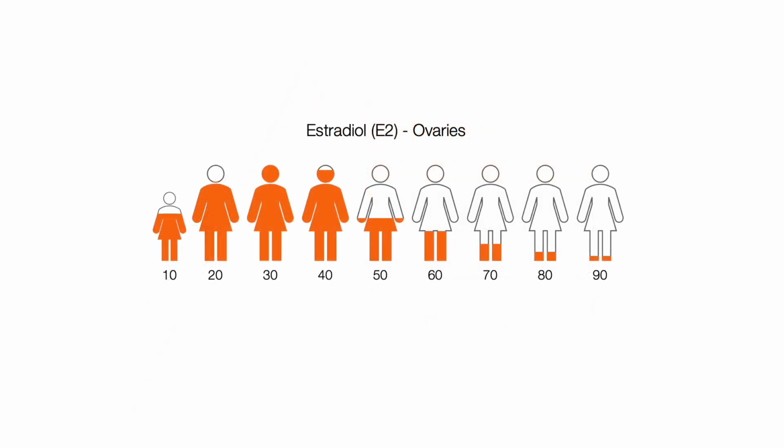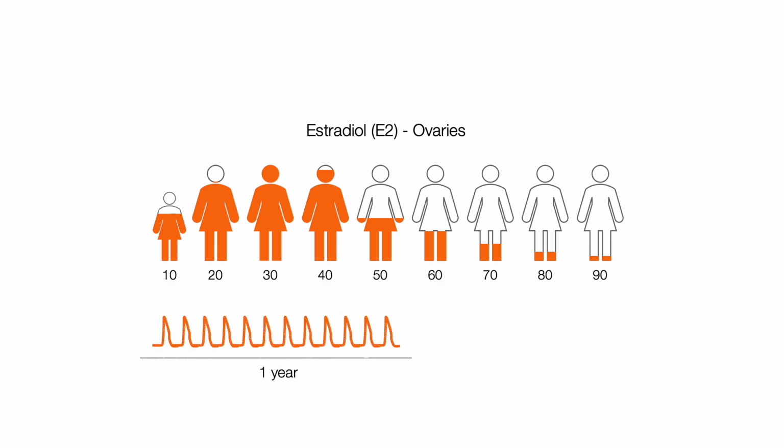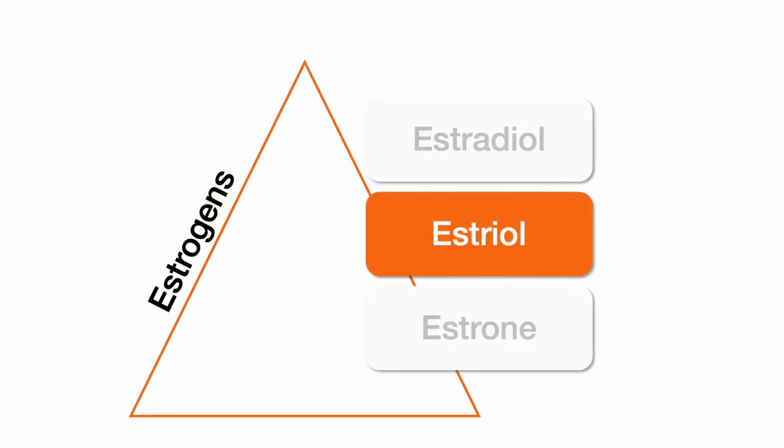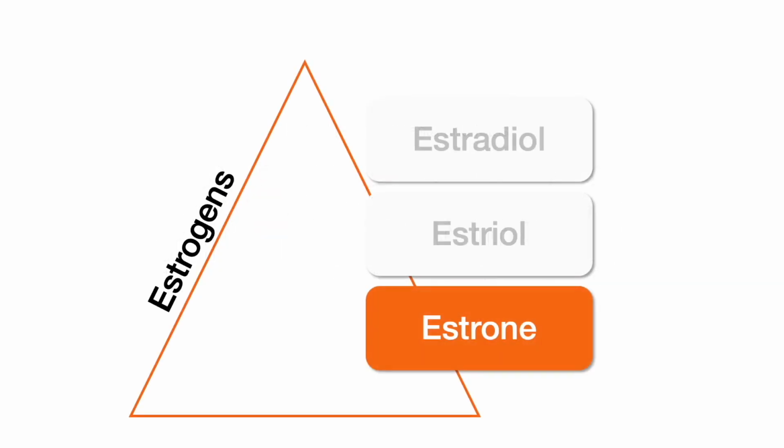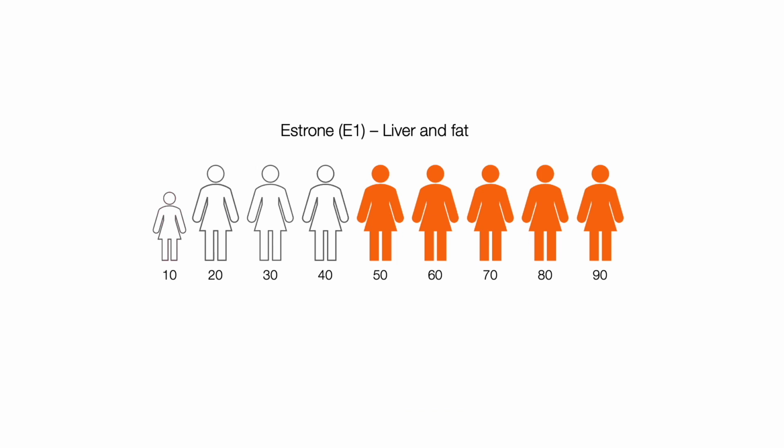Estradiol or E2 is the most important and best-known estrogen and is produced by the ovaries during the fertile phase of life of women, that is, from adolescence to menopause. The production of estradiol has the particularity that it is not produced continuously during the fertile life, but rather it fluctuates during each menstrual cycle. Estriol or E3 production is induced by the placenta and fetus during pregnancy. And finally, the production of estrone or E1 is induced by the liver and fat after the menopause.